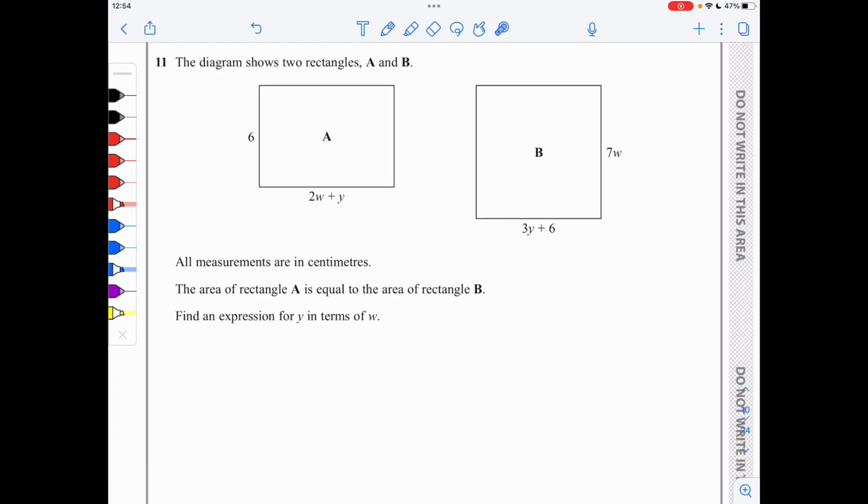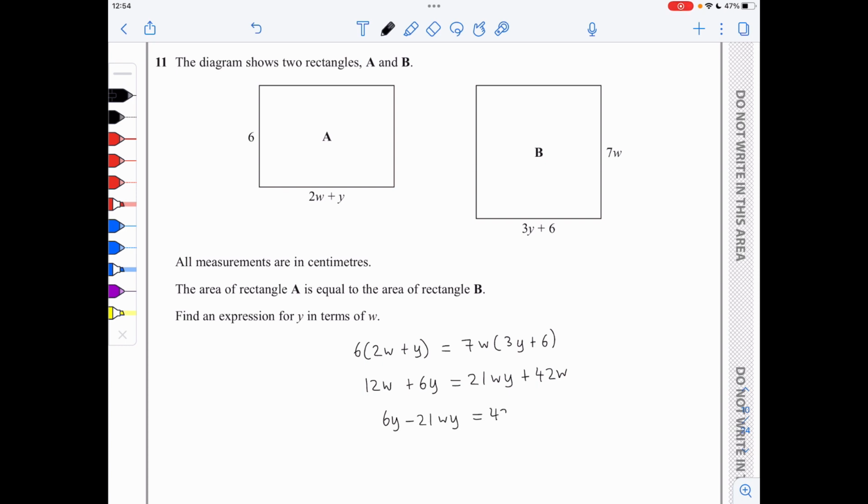Question 11, we've got rectangle A and rectangle B, and the two areas are the same, and we need to find an expression for y in terms of w, where the area of A is 6 times (2w + y), and this is equal to 7w times (3y + 6).